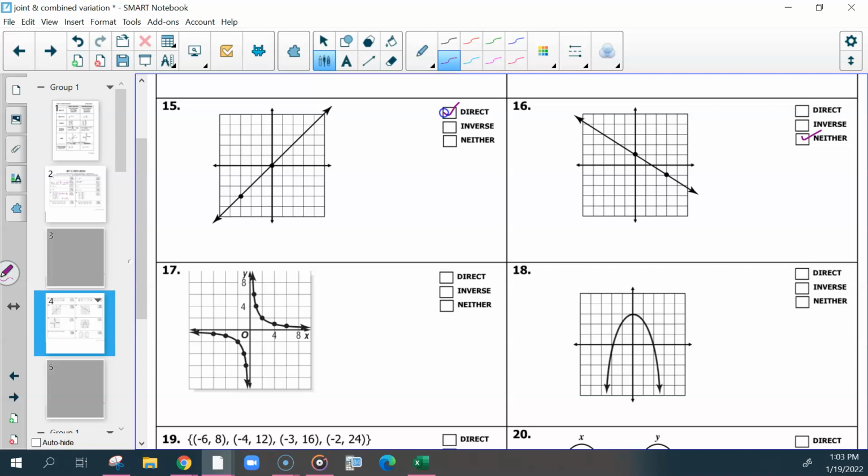Number 17. That one is inverse. And 18. That should be a neither, because it's not a line and it doesn't look like this. It's actually a quadratic.